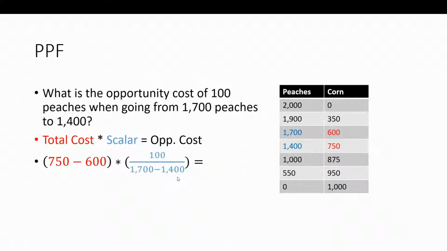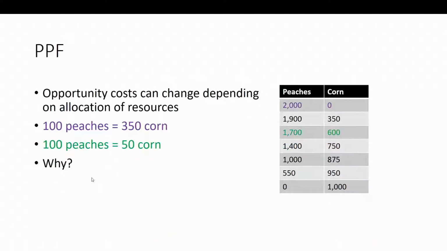We're going to have to divide that by how many peaches we're actually giving up. So here we're actually giving up 300 peaches. We want to know what's the cost of the first 100. So if we do that calculation, we'll see that this is just 50 corn, right? So we have 150 is the difference here. And this is 100 over 300, or 1/3. So 150 divided by 3 is 50.